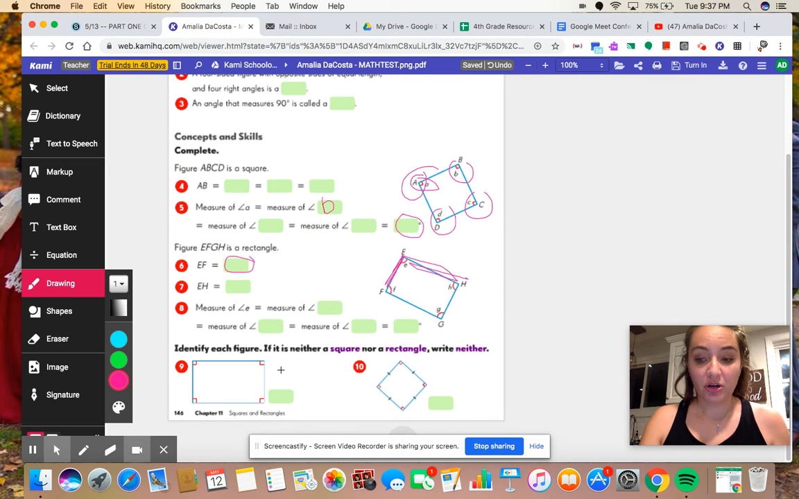And then the last part in part 1, because this is only part 1, identify each figure. If it is neither a square or a rectangle, write neither. Okay, so number 9, you're going to look and see, is it a square or a rectangle? And you write it here in the blank. And number 10, you're going to see if it's a square or a rectangle, and you write it in the blank. Okay, so that is part 1.